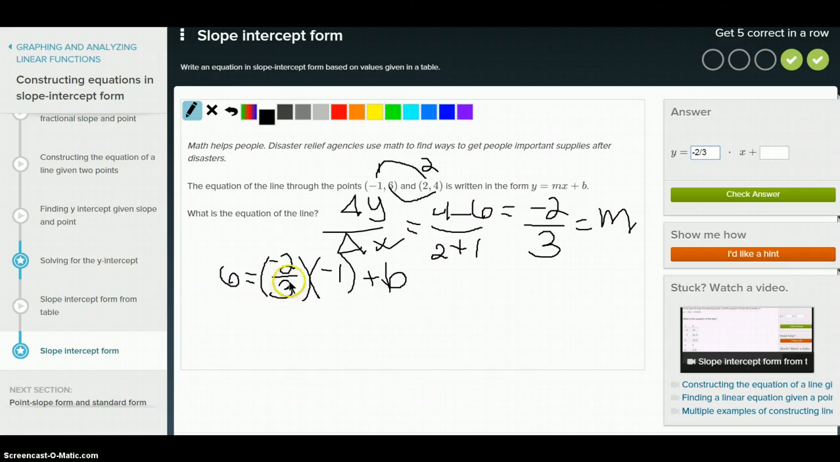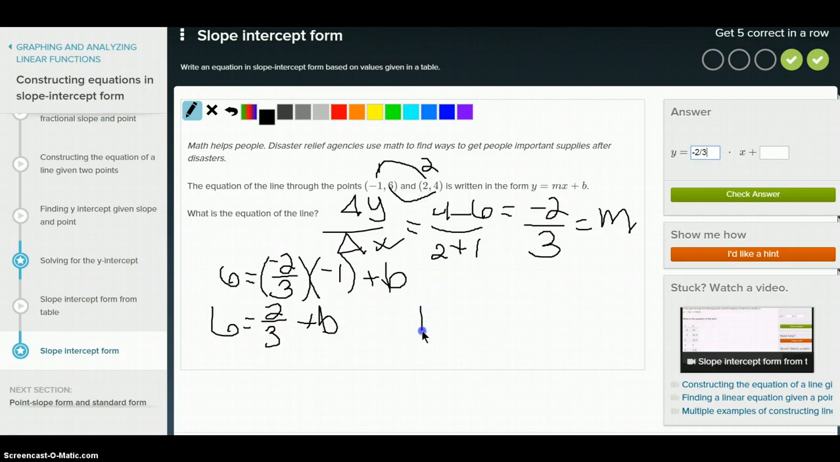Alright, so we're going to combine the terms. Negative 2 times negative 1 is going to be 2, and so that's 2/3. So 2/3 plus b. Alright, so now we're going to subtract 2/3 from both sides to get b.